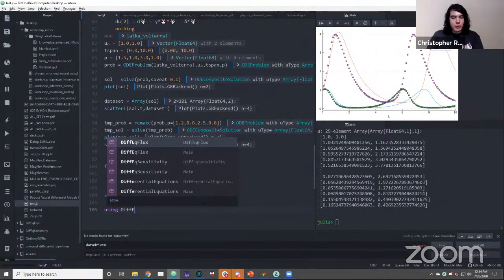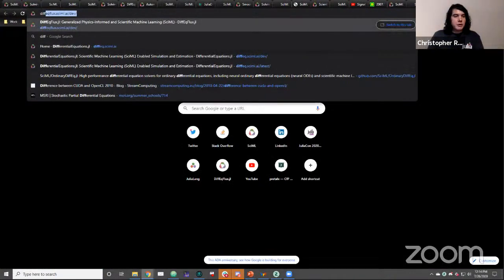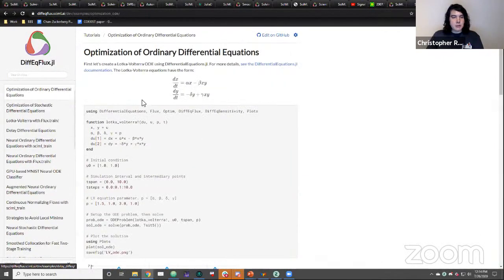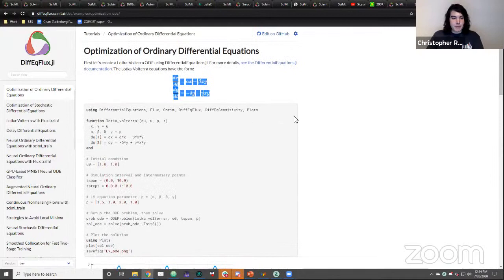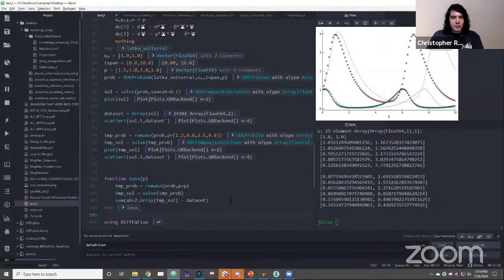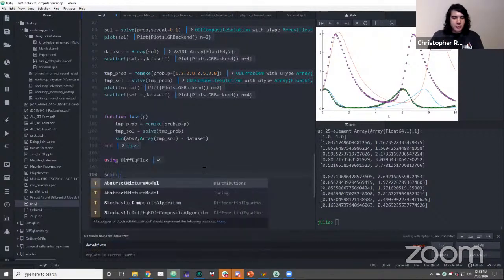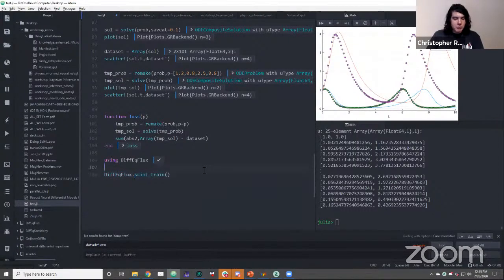So now I want to bring in DiffEqFlux, right? This example actually mirrors, if you go to diffeqflux.sciml.ai, you'll see that the first tutorial is optimization of an ordinary differential equation with a Lotka-Volterra equation. So we're doing the same example here. What we do is make use of the sciml_train method, which is in DiffEqFlux, and we give it this loss function.